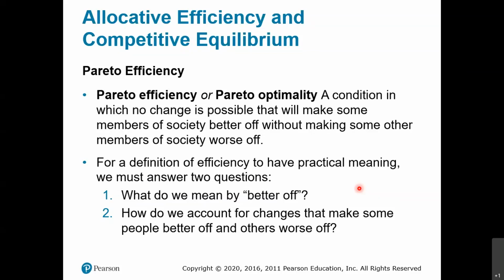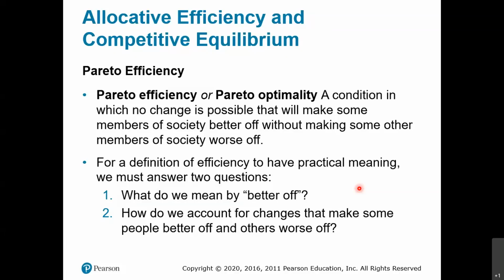Now, if you've reached Pareto efficiency or optimality, whatever the allocation of goods and resources and money and everything in your society is, you cannot exchange goods. You cannot buy or sell something, you cannot move something without making someone in the society worse off. There's no change possible to make one person better off without making someone else worse off.